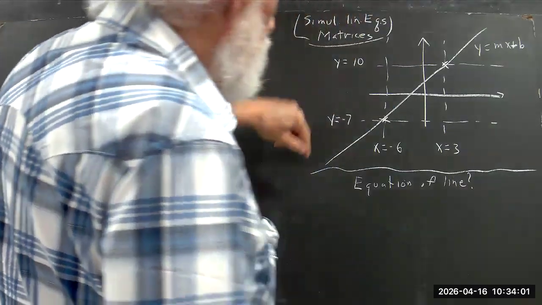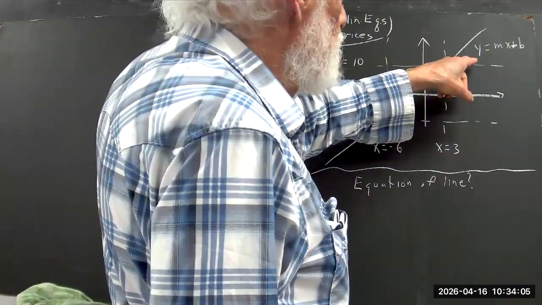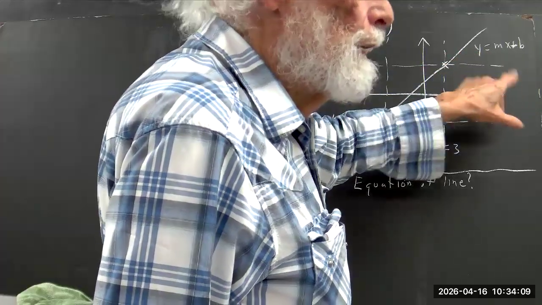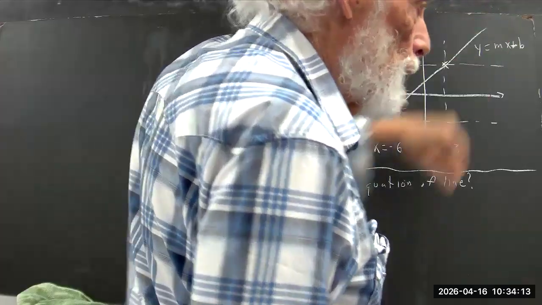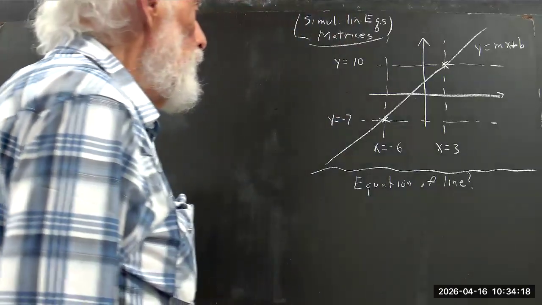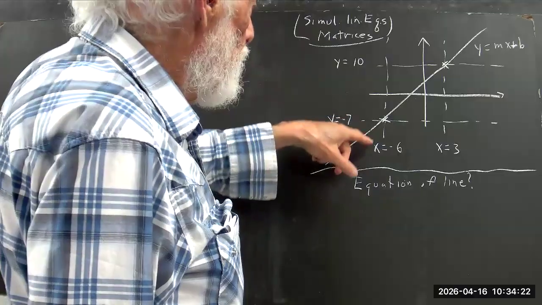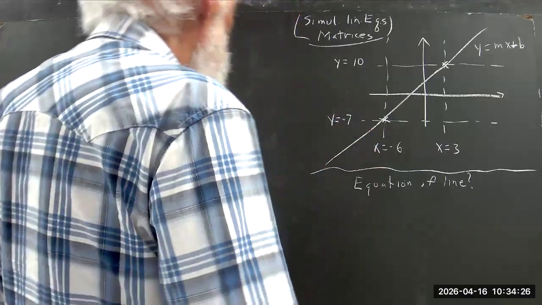Start with the problem of finding the equation of a straight line. The equation of a line in general is y equals mx plus b. Any straight line can be represented by an equation of this form, where m is the slope and b is the y-intercept. Now here we have a straight line through the point x is -6, y is -7.